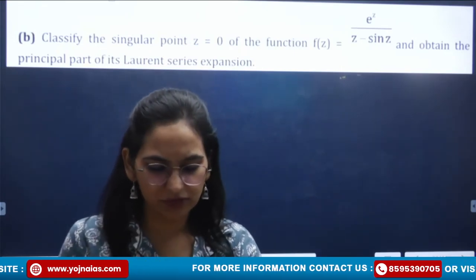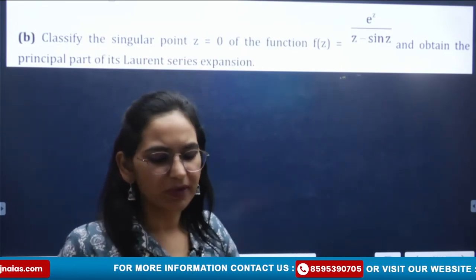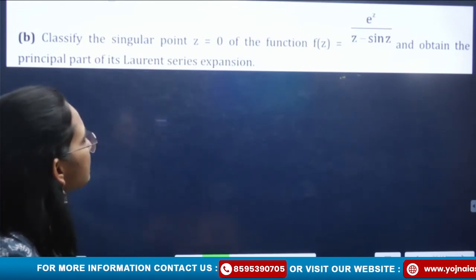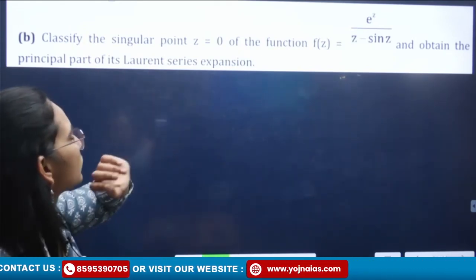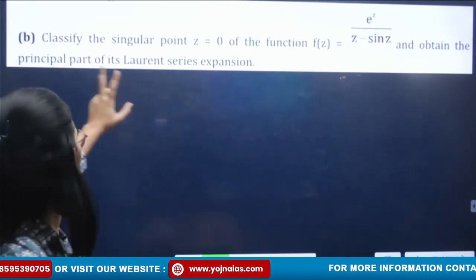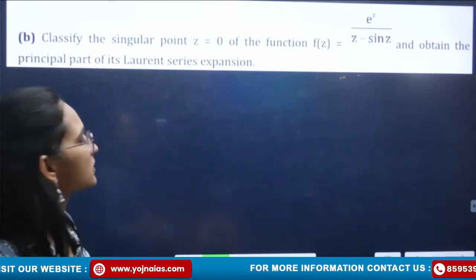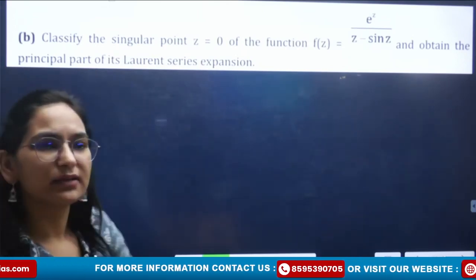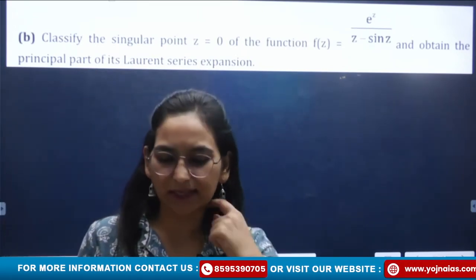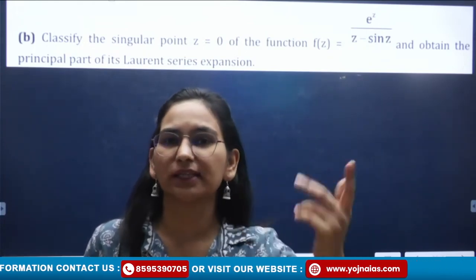Next, classify the singular point Z is equal to 0. Next is this question. This is a complex variable question, na? Complex analysis, related to singularities. You need to classify the point Z is equal to 0 of the function f(z) and obtain the principal part of its Laurent series expansion. First let us find the Laurent series expansion, and from there we will tell the principal part and the singularity type as well, and we won't need to do anything more.